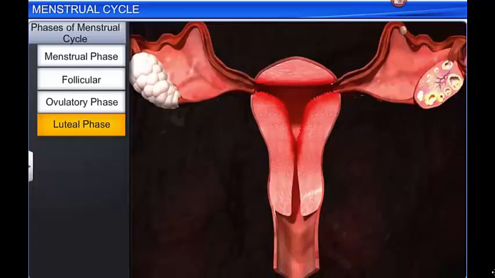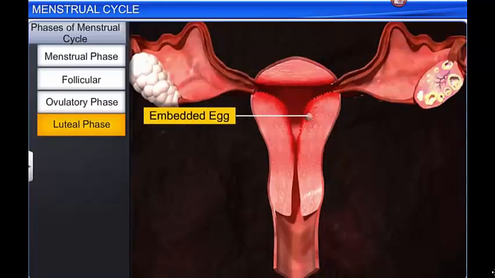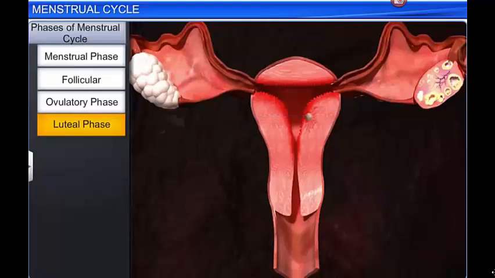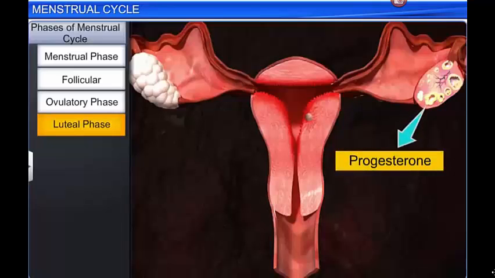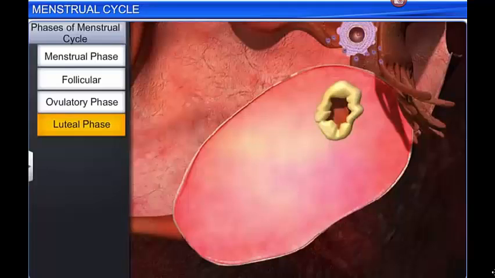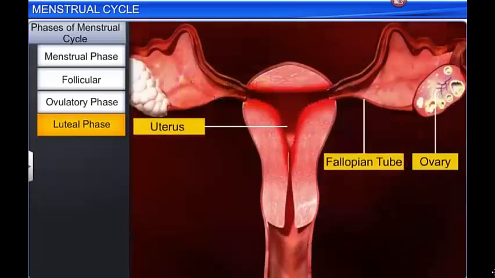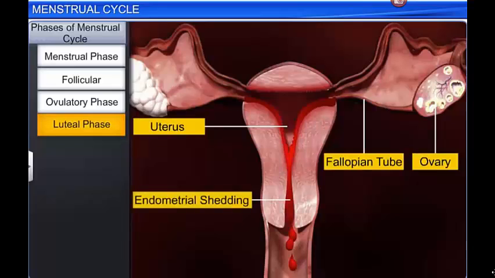For instance, the fertilized egg gets embedded in the endometrium and derives nourishment, and the corpus luteum, on the other hand, starts secreting progesterone, which helps maintain the endometrium and encourages the growth of the developing embryo. Conversely, in the absence of fertilization, the corpus luteum degenerates and triggers the breakdown of the endometrium. This marks the start of menstruation and the beginning of a new menstrual cycle.